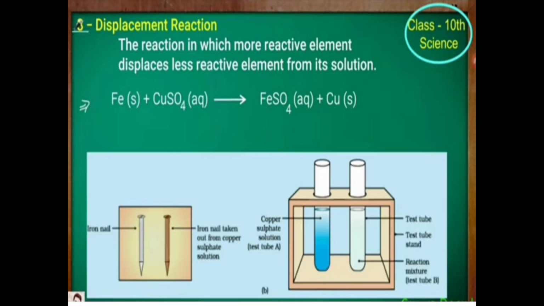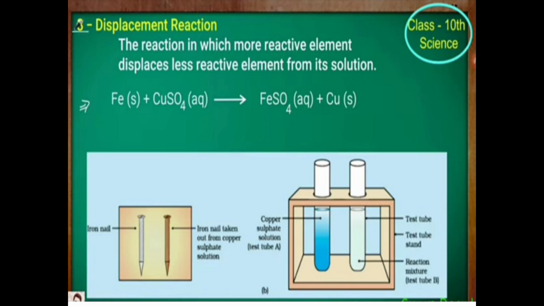Then another type of chemical reaction is the displacement reaction. It is the reaction in which a more reactive element displaces a less reactive element from its solution. This we can understand with an example given below.